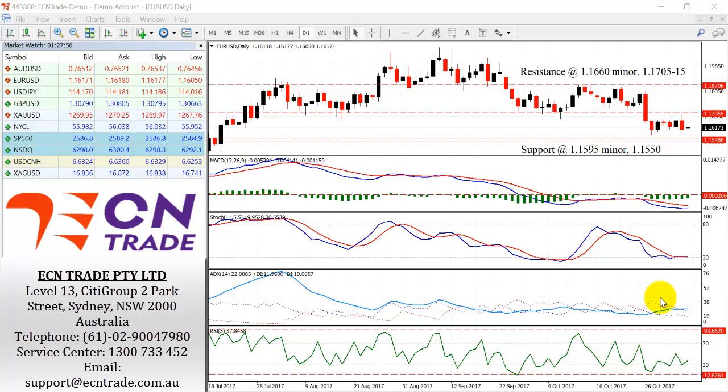For this week, I'm looking for further weakness in the dollar, adding to the bullish case for the euro. Therefore, we could see the move towards 1.1595 today, and then I expect to see a further challenge towards 1.155, with expectations of seeing a move to 1.1470-75 and reassess from there.